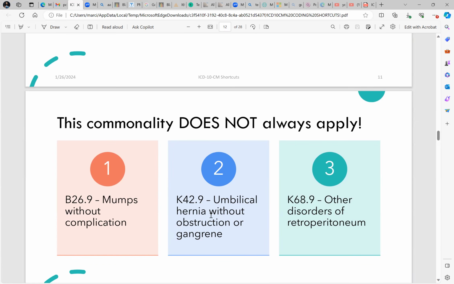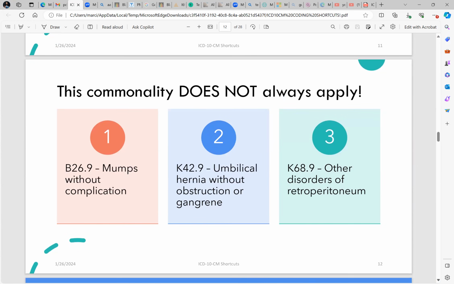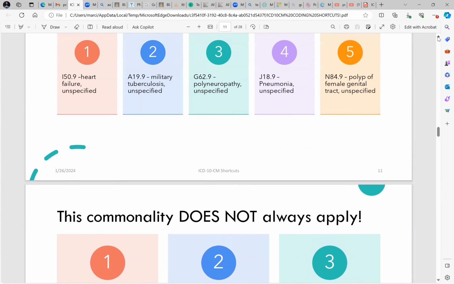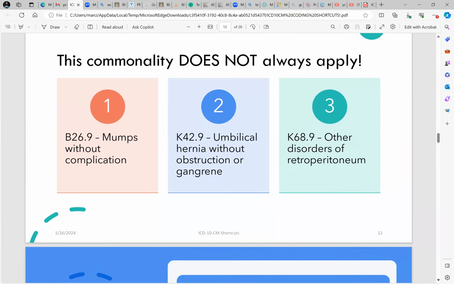K42.9 is umbilical hernia without obstruction or gangrene. K68.9, that's other disorders of the retroperitoneum. So you see those .9 codes did not fall into that category of unspecified. However, like I said, more than likely, 9 times out of 10, when you see the .9, they do have that in common. Again, most of your .9 codes are going to be your unspecified codes, but not all of them.